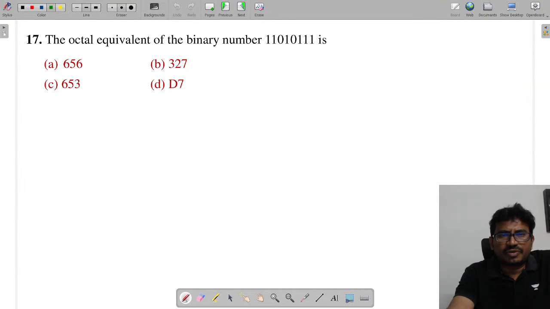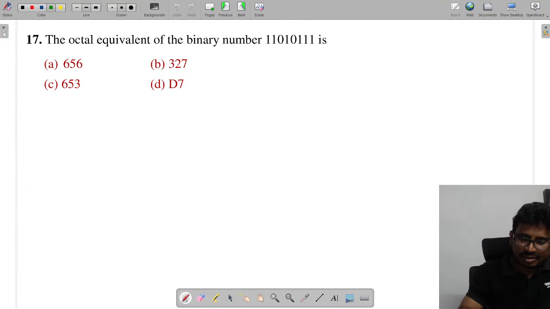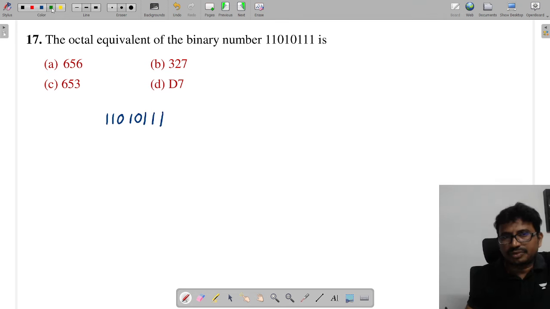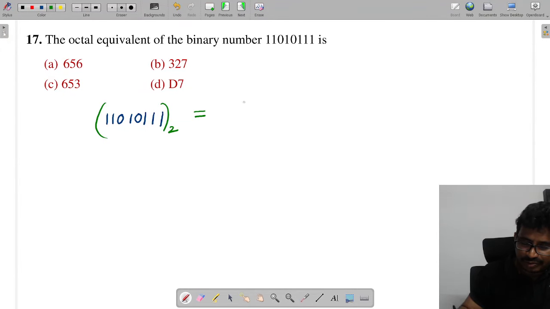Octal equivalent of the binary number. They have given this number, 110011. So what should I do? They have given this in base 2. We need to convert into base 8. How much is the m value here? 3. Now we need to pair it in groups of these 3.